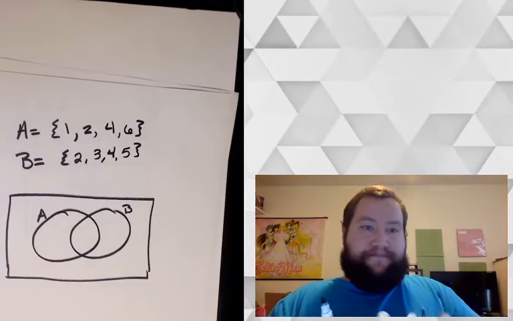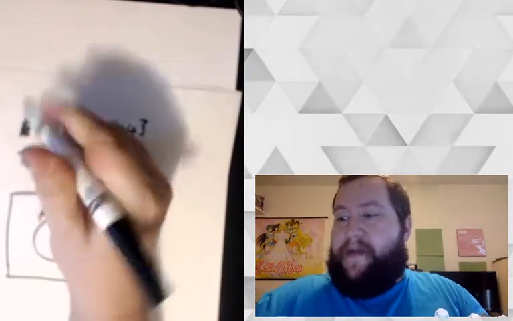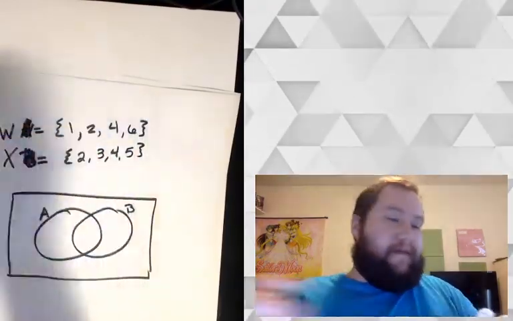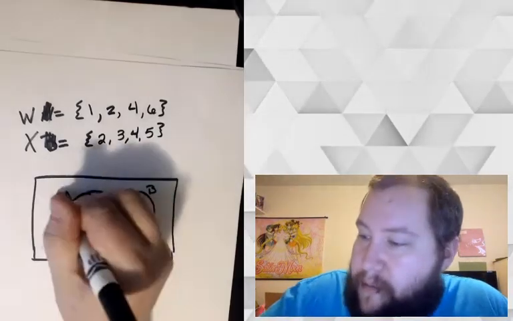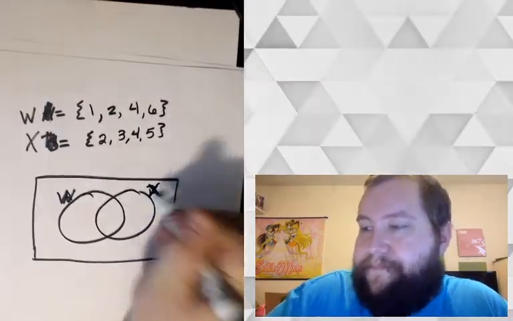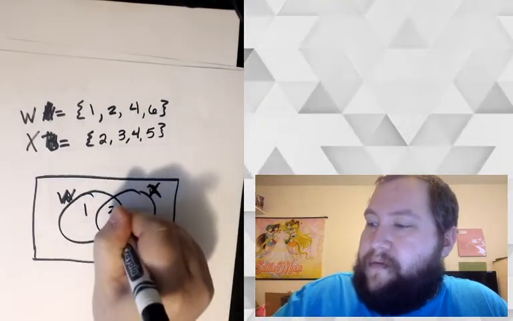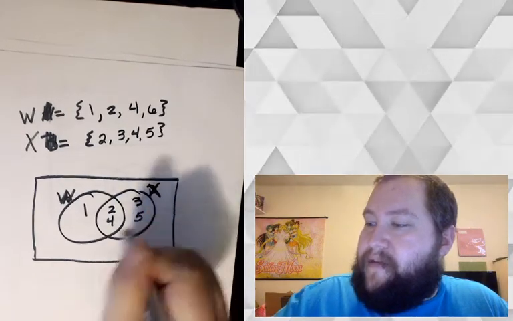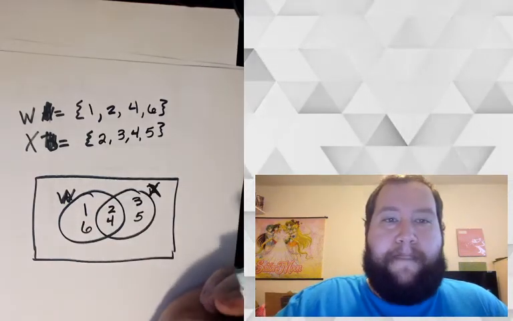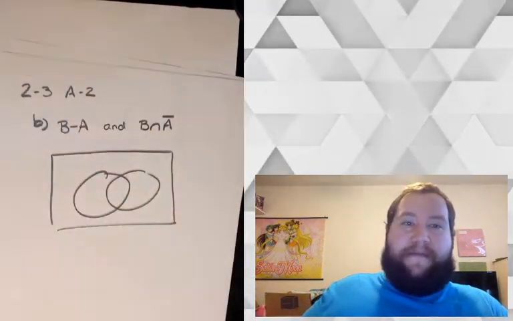So here on the next page, I have a slightly different set. Actually, let me just change their names because I already used A and B. We'll call this W and X, again, capitalized. So W and X, and again placing it in, W has a 1, they both have a 2, X has a 3, they both have a 4, X has a 5, and W has a 6. And so that's how we fill out a Venn diagram to help us make sense of problems.